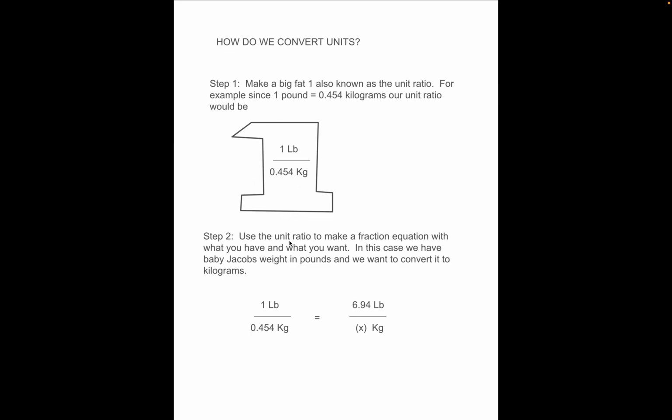Step two is to use the unit ratio to make a fraction equation with what we have and what we want. We know that the baby weighed 6.94 pounds. Why did I put pounds up? Because over here, pounds is in the numerator, so over here I need to put it in the numerator too. Kilograms is what we're looking for, so we have kilograms in the bottom, kilograms in the bottom. We have equivalent fractions, and the only thing we're missing is how many kilograms.